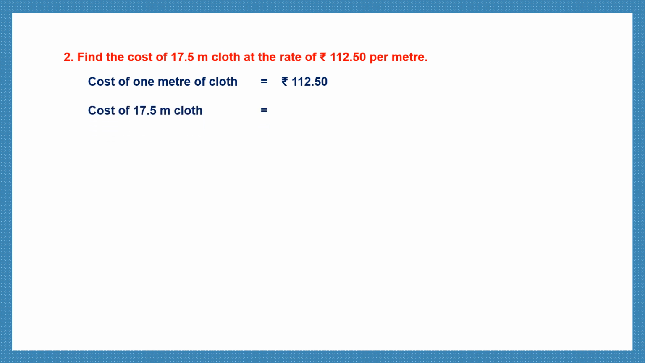Now the cost of 17.5 meter cloth will be 112 rupees 50 paisa into 17.5 meters. So this we're going to consider as multiplication of two decimal numbers. So we have 112.50 into 17.5. We're going to ignore the point and multiply. So we write 11250, that is 11,250 into 175. 5 zeros are 0, 5 fives are 25, carry 2, 5 twos are 10, 11, 12, carry 1, 5 ones are 5 plus 1, 6, 5 ones are 5.